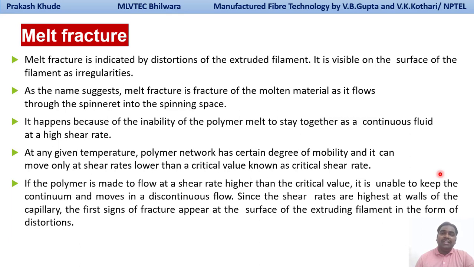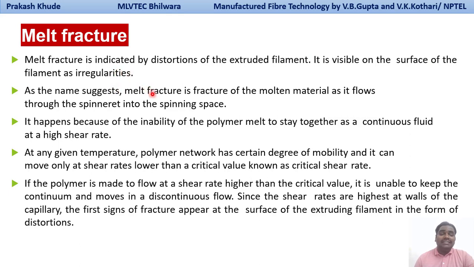Now the next instability is melt fracture. Melt fracture is indicated by distortion of the extruded filament. It can be easily visible on the surface of the filament as irregularities.